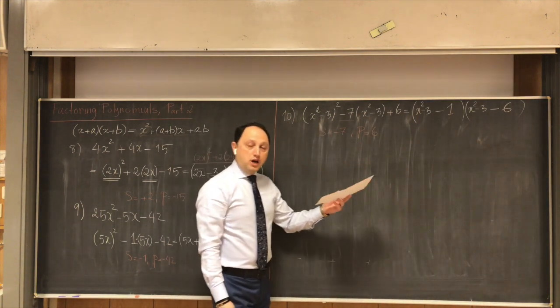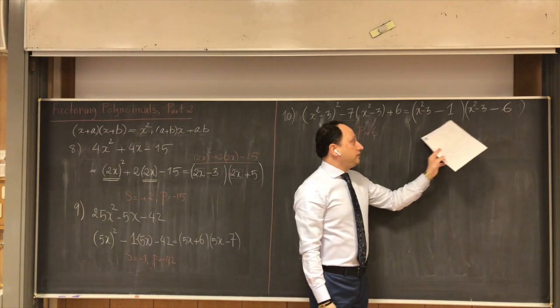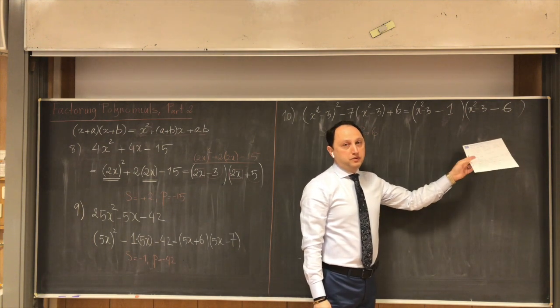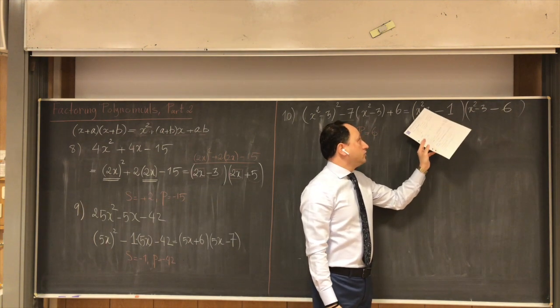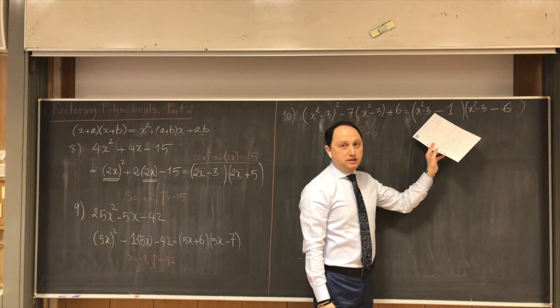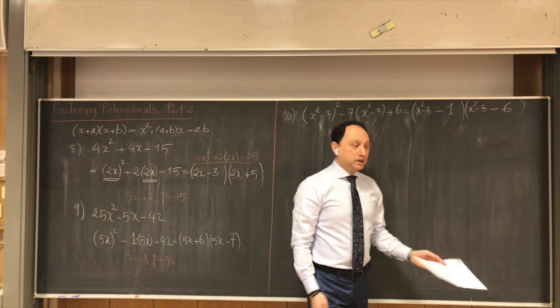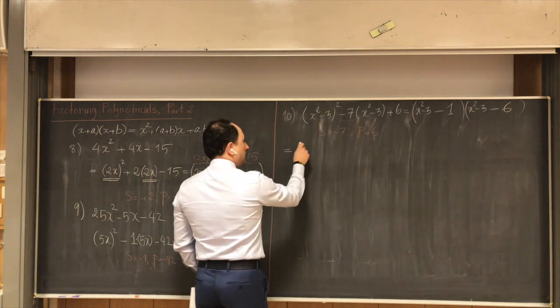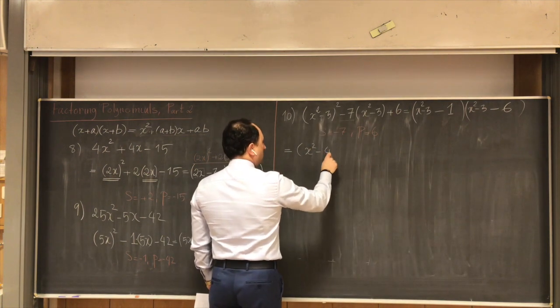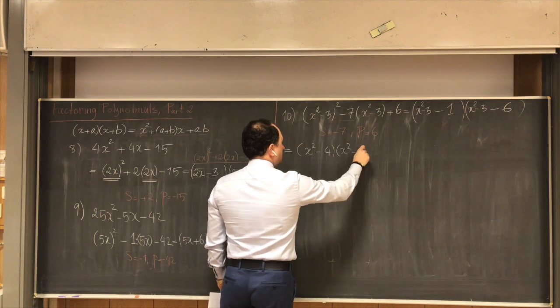Of course, I told you, if you remember, when we factorize, we have to simplify. Nobody leaves x squared minus 3 minus 1 as it is in this form. Minus 3 minus 1 has a better name, that's minus 4. So I will continue to simplify. So it becomes x squared minus 4, and then I have x squared minus 9.